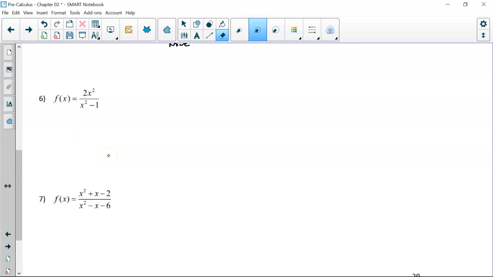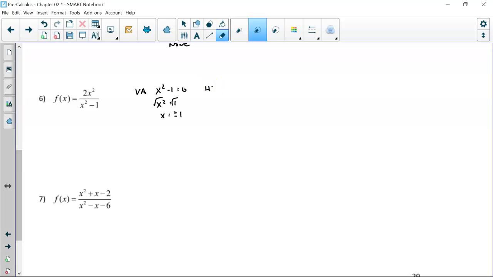Sometimes you have a graph crossing a horizontal asymptote. Problem number 6. For the vertical asymptote, set x squared minus 1 equal to 0. X squared equals 1. Take the square root. We get x equals plus or minus 1. We have 2 of them.